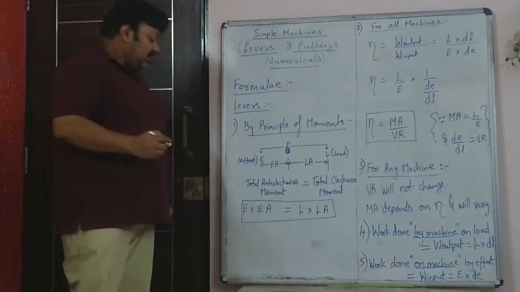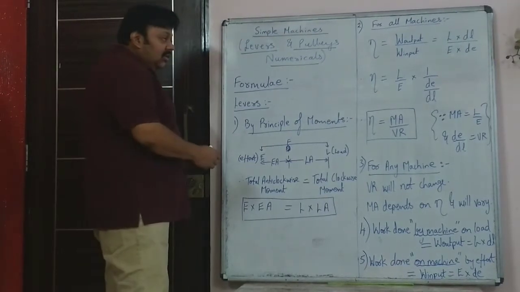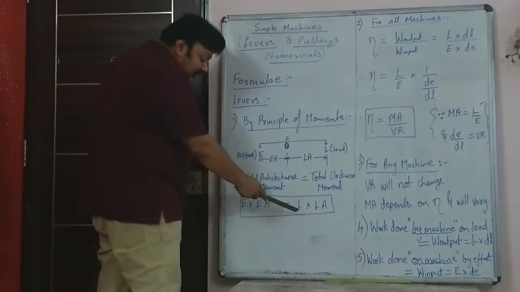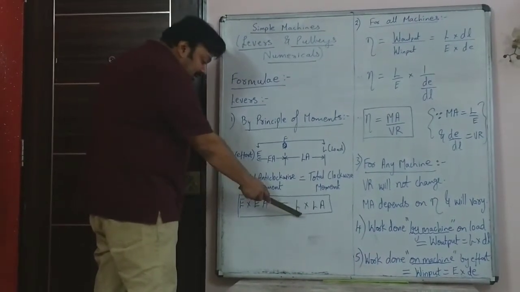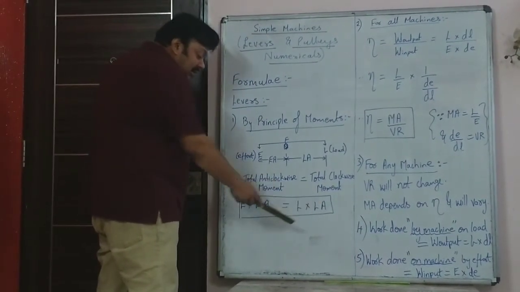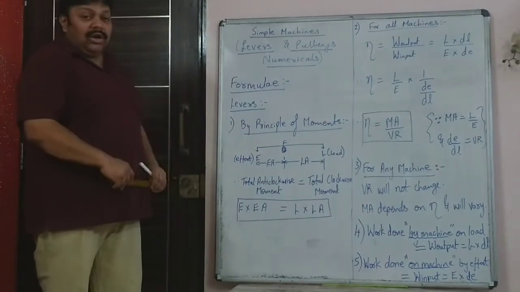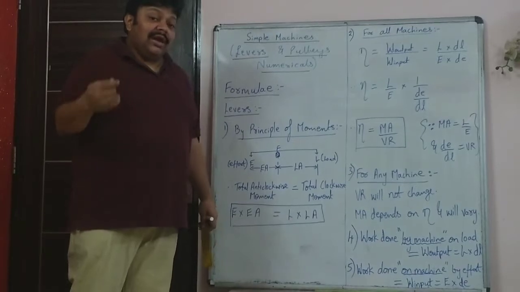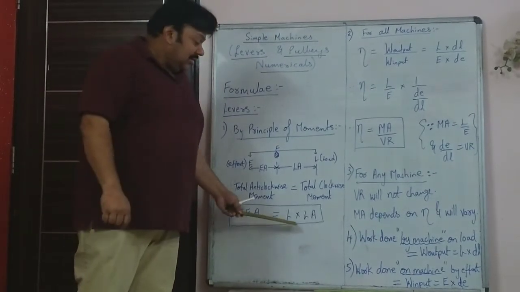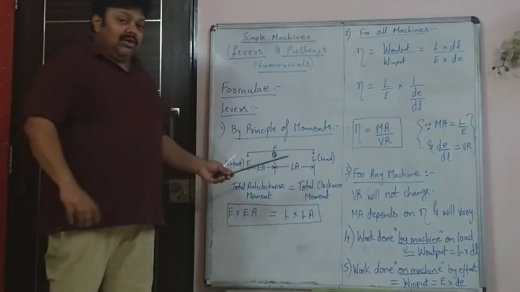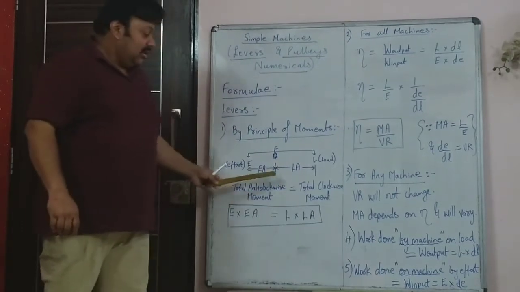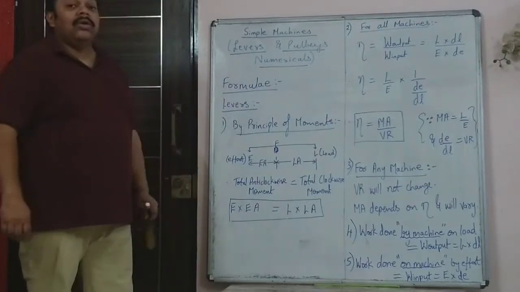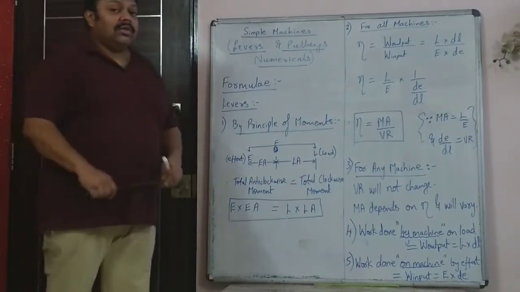Now here one more thing you will notice is that if you write this as load upon effort, if you bring effort here, then you can write it as effort arm upon load arm. Load upon effort is MA. So that is also known as ideal case MA. If there is no friction or nothing is mentioned in the sum here, you can write load upon effort as effort arm upon load arm. So that I will write in the next frame.